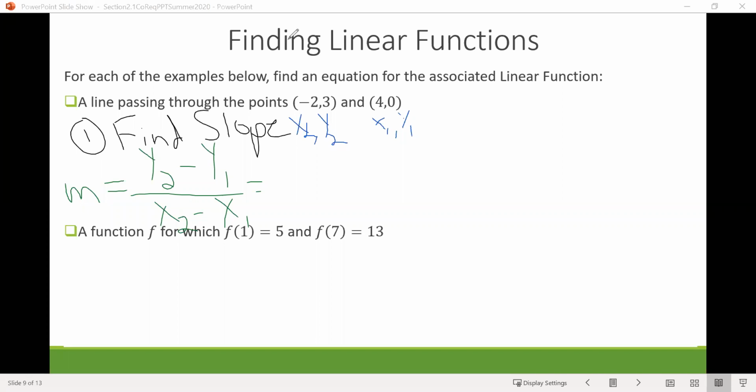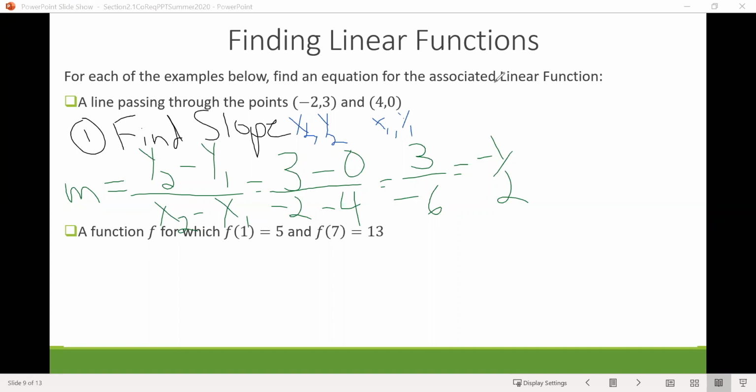All right, so we plug everything into the formula. We'll have y2, which is 3, minus y1, which is 0, over x2, which is -2, minus x1, which is 4. So we have 3 minus 0 on the top, which is 3, and -2 minus 4, which is -6 on the bottom. So we end up with 3 over -6, which reduces to -1/2. So our slope is -1/2.